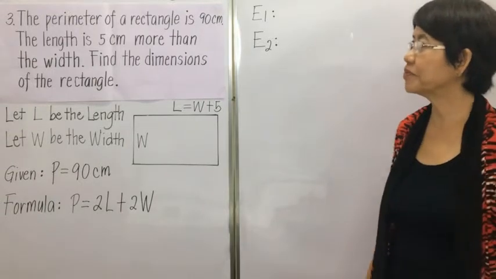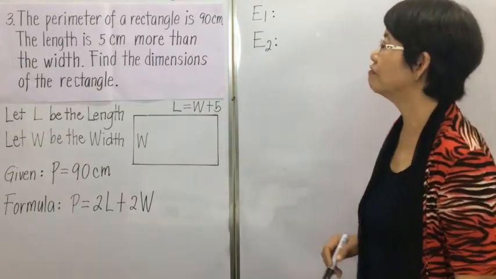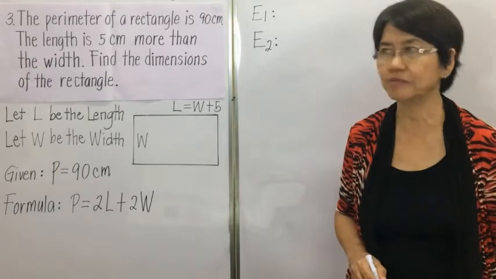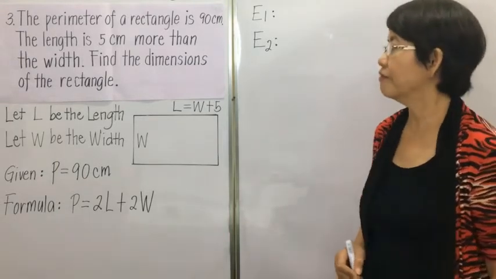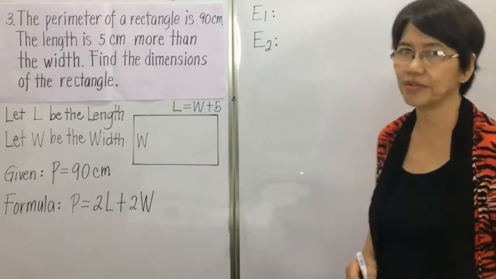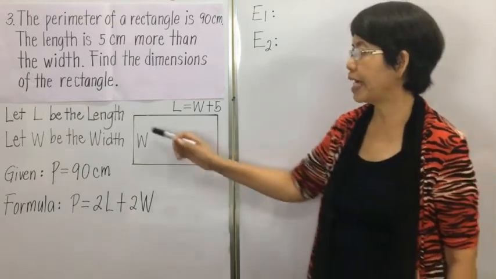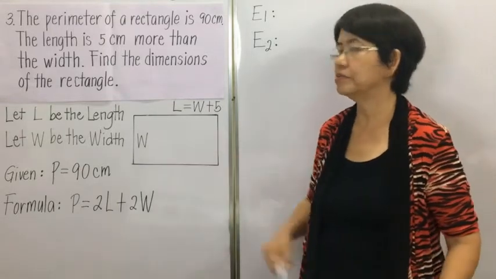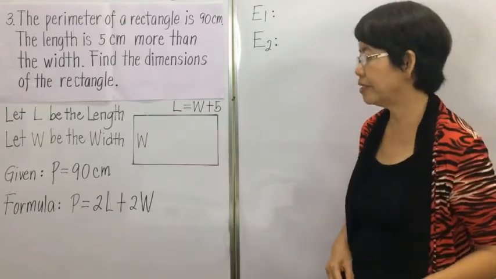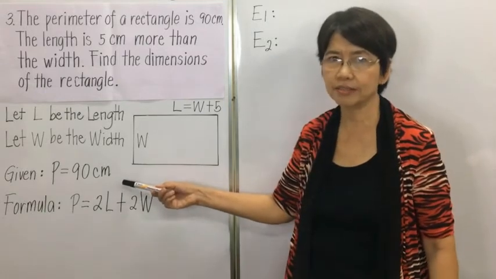For problem number 3, we have the perimeter of a rectangle is 90 centimeters. The length is 5 centimeters more than the width. Find the dimensions of the rectangle. So we let L be the length and let W be the width. We are given the perimeter, 90 centimeters.